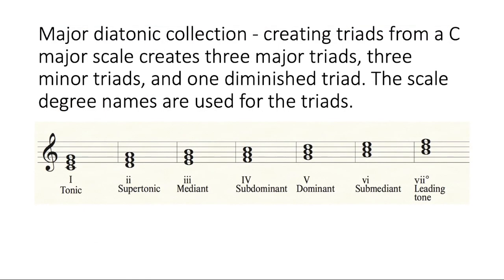If we limit our notes to a C major scale, we can create triads from the C major scale in this form: 3 major triads, 3 minor triads, and 1 diminished triad. The scale degree names are used for the triads, and also you'll notice that Roman numerals are used for the triads as well.